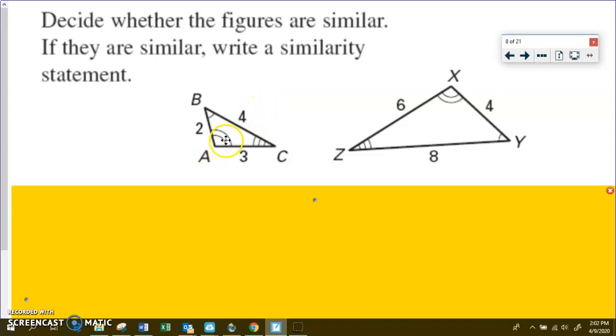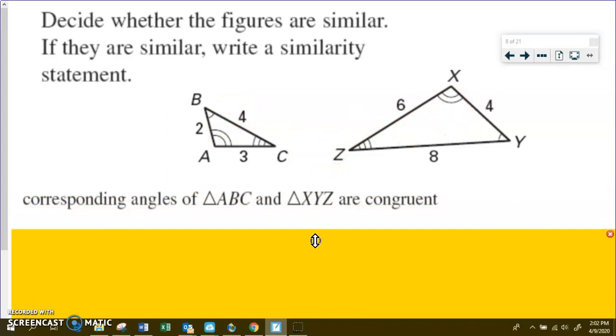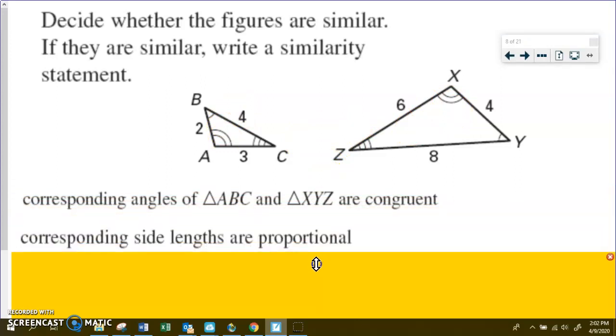So if we look at the angles, I usually do that first because it's a little easier most of the time. So angle A, that's got two congruence marks on it. It corresponds with angle X. Then we've got angle B, corresponds with angle Y. They're congruent. And then C and Z, they're congruent. So all three pairs of angles are congruent. Now we just got to check the sides, see if they're proportional.